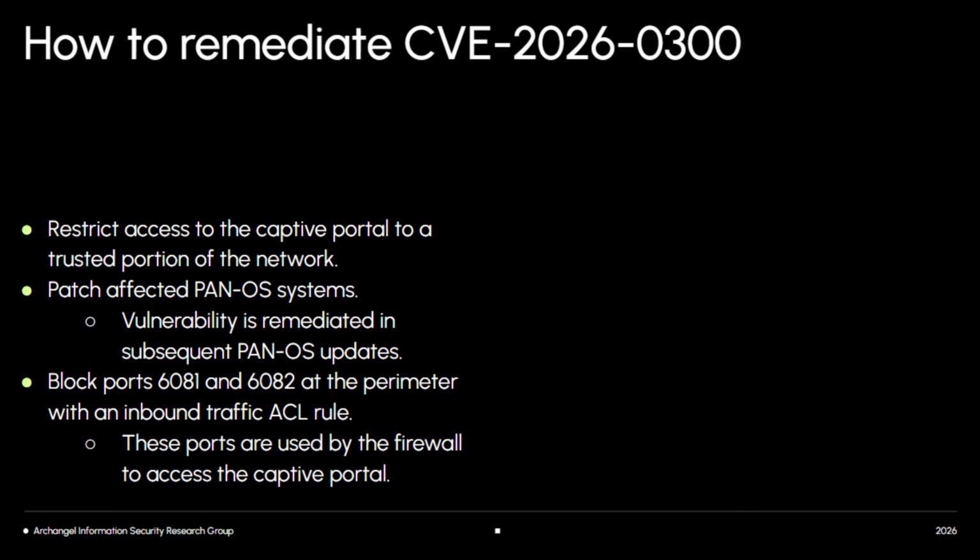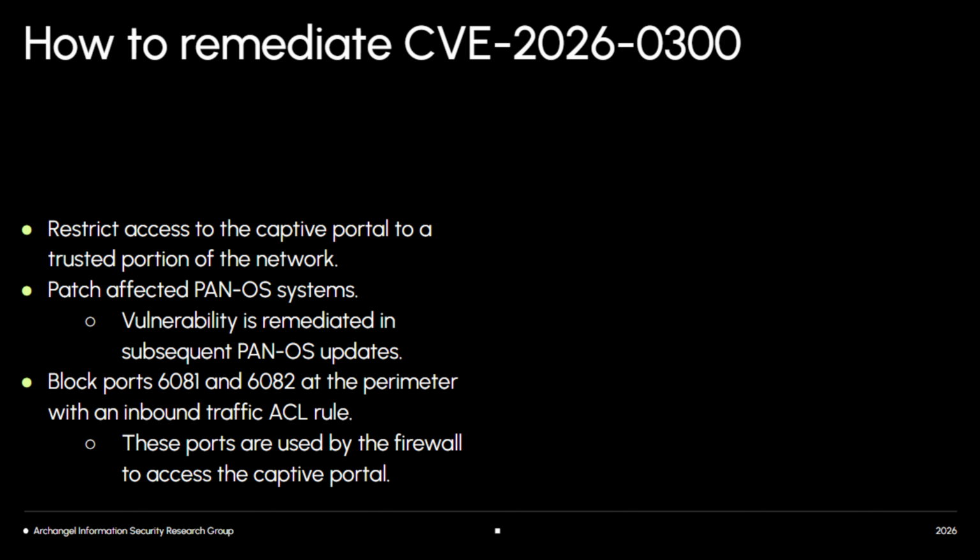Okay, enough doom and gloom. Let's talk about solutions, because this one is fixable. Here's your remediation checklist. First, patch your PAN-OS systems immediately. Palo Alto has addressed this in subsequent PAN-OS updates, so if you haven't updated, do it now. Next, restrict the captive portal access to trusted internal network segments only, and don't leave it exposed to the internet.